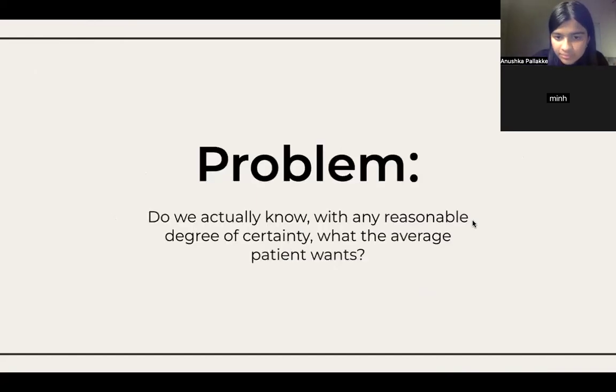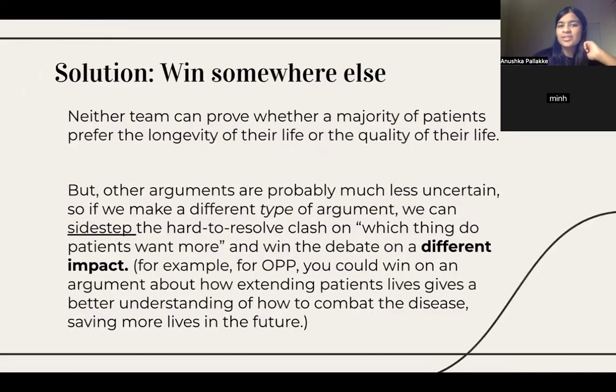Okay, yeah, we talked about this. So the solution would be to win somewhere else, right? Neither team, as you said, can really prove whether a majority of patients prefer the longevity of their lives or the quality of their life. But then other arguments are much less uncertain. So if we make a different type of argument, we can sidestep this clash and focus on a different one instead.